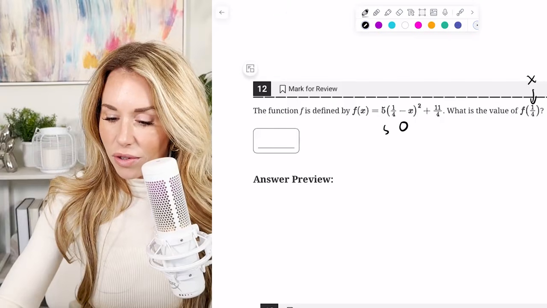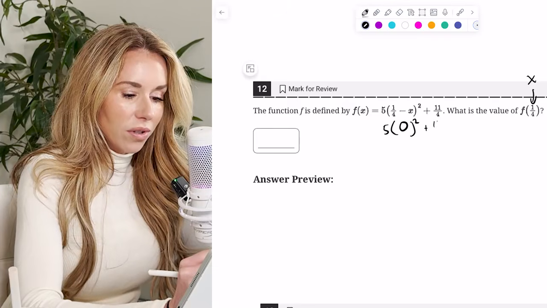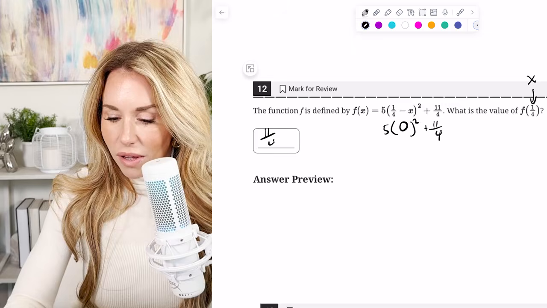That'll make this 0. So we basically have 5 times 0 squared plus 11/4. The answer is going to be 11/4.